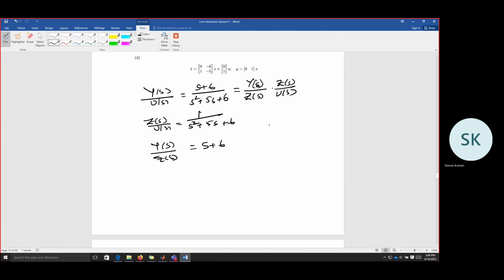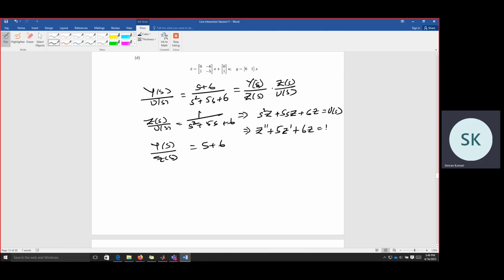Okay. So we'll define state variables. Now for this one, we have s square Z plus 5sZ plus 6Z equal to U(s). And if we take the Laplace inverse of this one, we have z double dot plus 5z dot plus 6z equal to u.